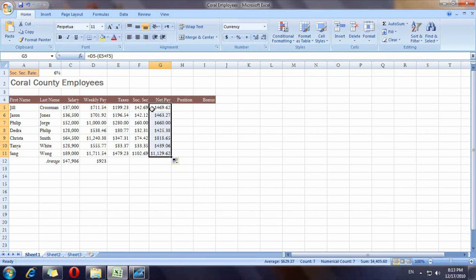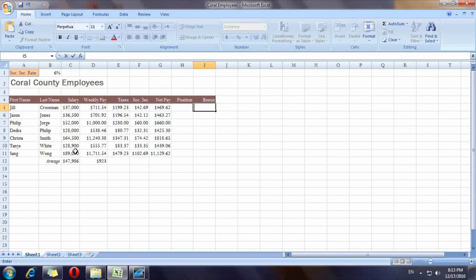Okay, now that we're done with the net pay, I have to find the bonus. And before that, I have to fill in the positions. So Wong, Smith, and George are managers, and the rest are assistants. So assistant, manager, assistant.